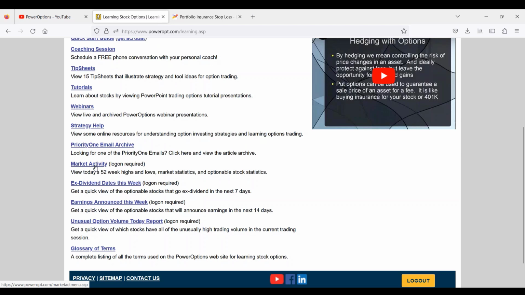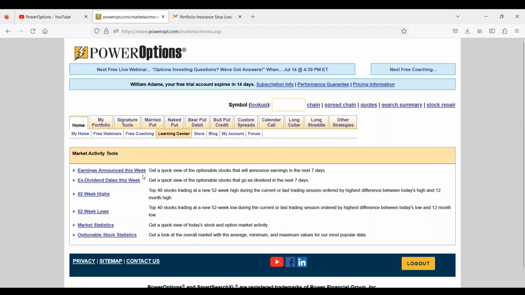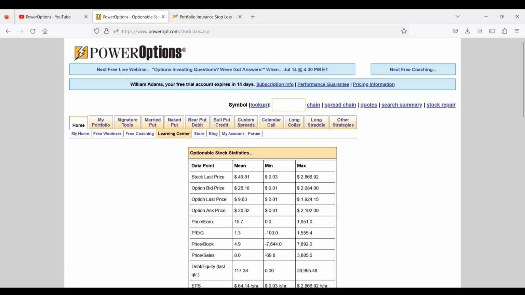The market activity view has about 6 general tools. Again, the earnings announced this week, ex-dividend, stocks that are hitting their new 52-week highs, stocks that are hitting their new 52-week lows, market statistics, a view of today's stock and option market activity. Take a look at that in a moment. And then optionable stock statistics. The optionable stock statistics page gives us a breakdown of many of the search criteria that you can use in all strategies, both for the stock and for the options itself.